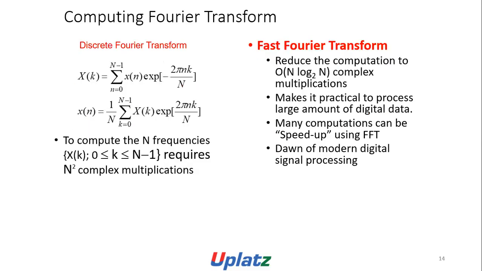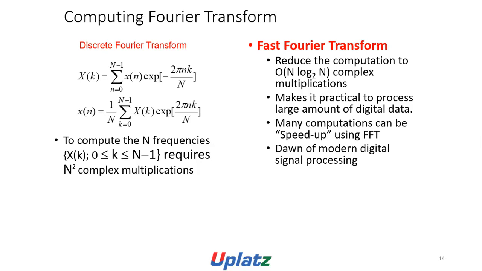Discrete Fourier transform: X(k) = sigma n = 0 to N-1 of x(n) exponential of minus 2 pi n k by N. Inverse: x(n) = 1/N sigma k = 0 to N-1 of X(k) exponential of 2 pi n k by capital N.